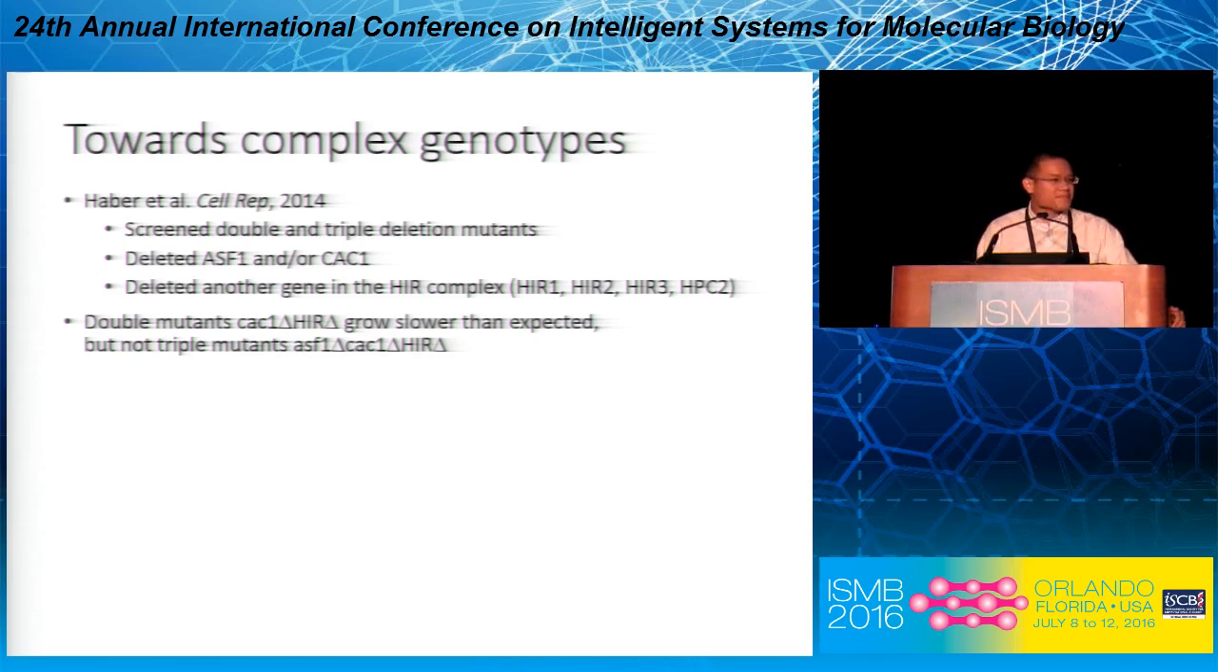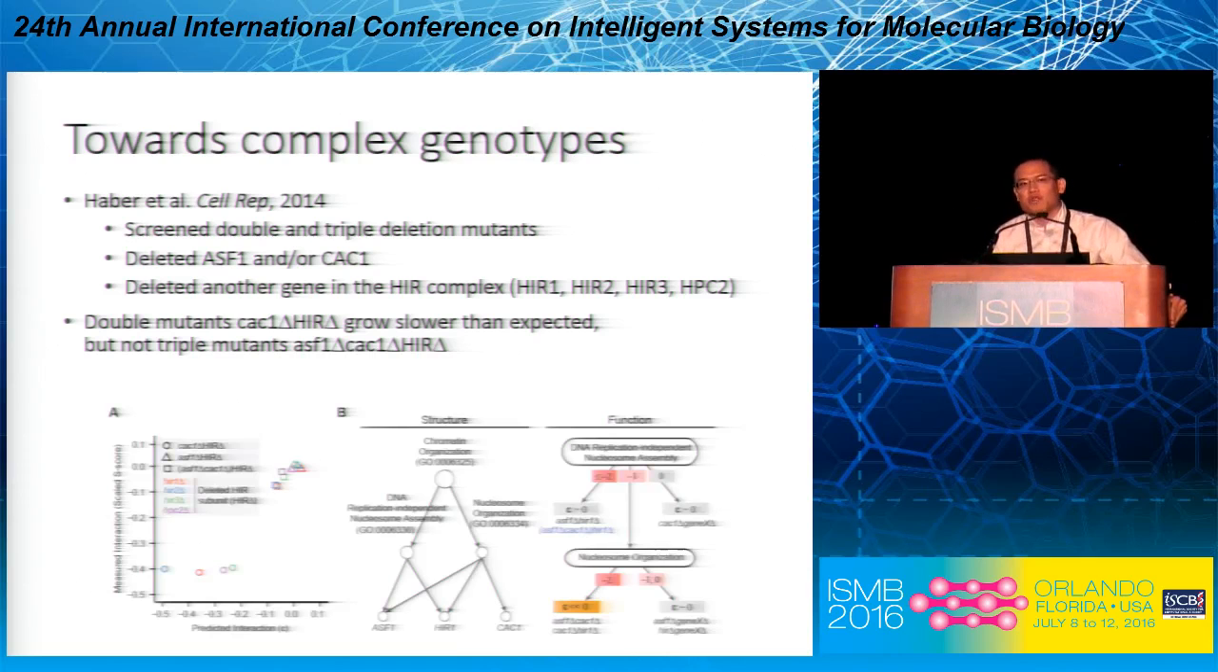And what they found in the study is that double mutants, where you delete CAC1 and one of the genes in this HIR complex, resulted in a slower than expected growth rate, or a negative interaction. However, when you delete one more gene, ASF1, so you delete 3 genes simultaneously, this negative interaction was suppressed. It grows as expected. These were the experimental findings, and when we took our model that was trained only on double gene deletions and made predictions from it, we find that it recapitulated both the double mutant and the triple mutant phenotypes.